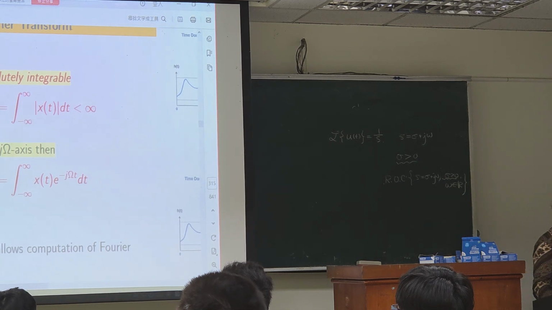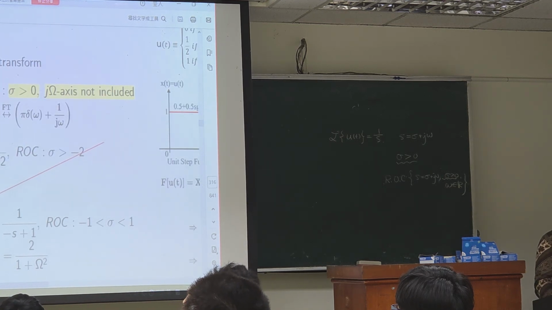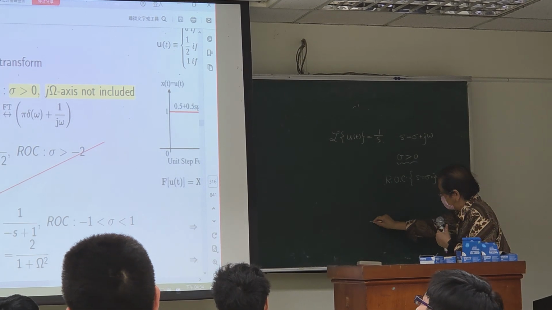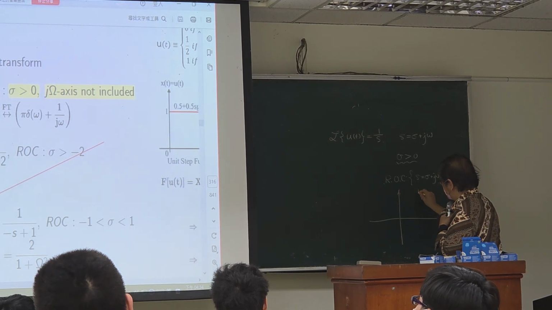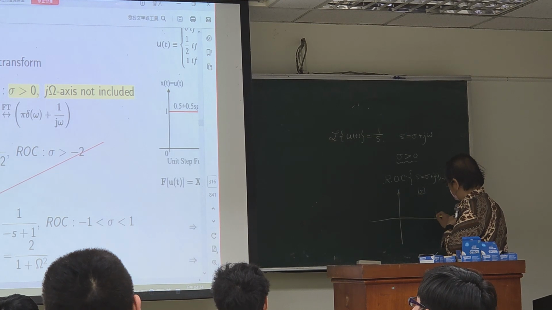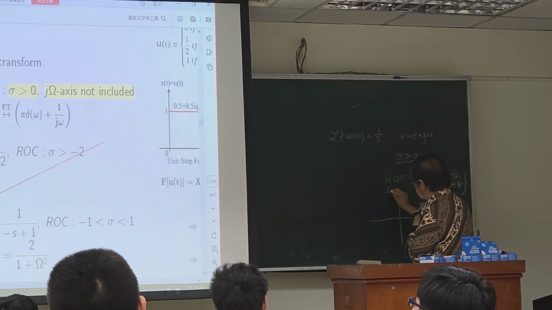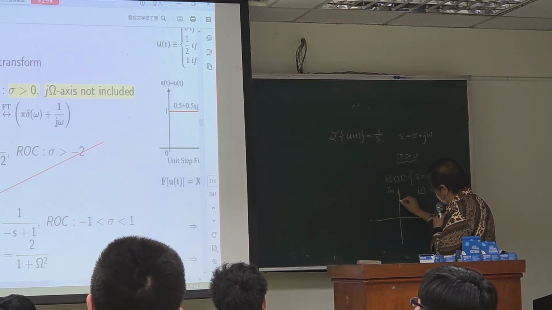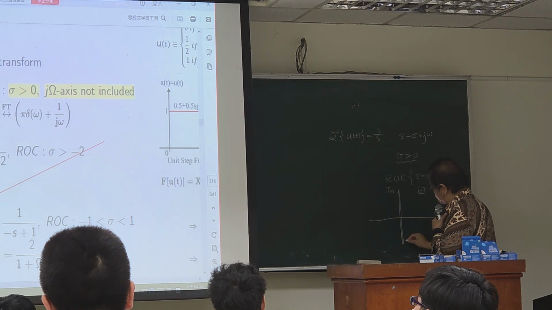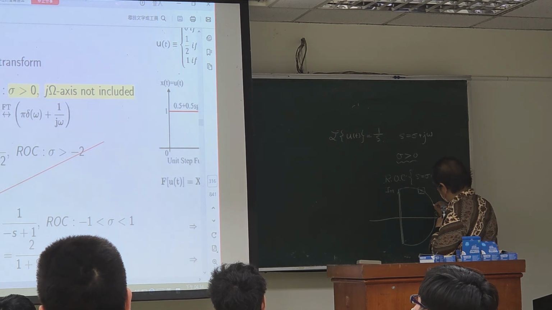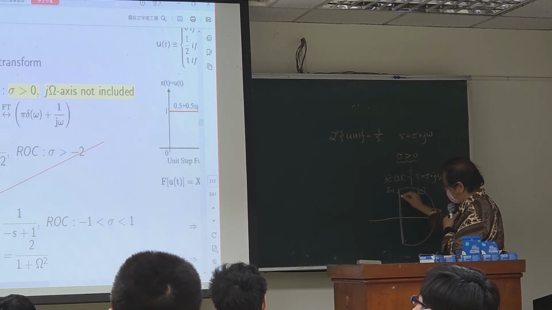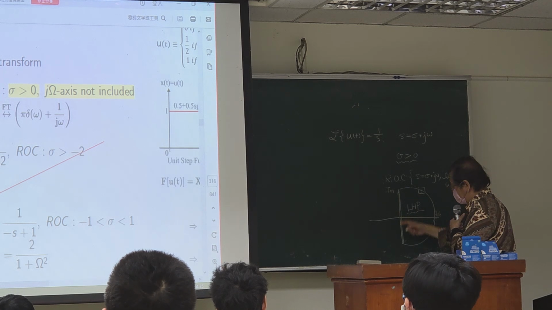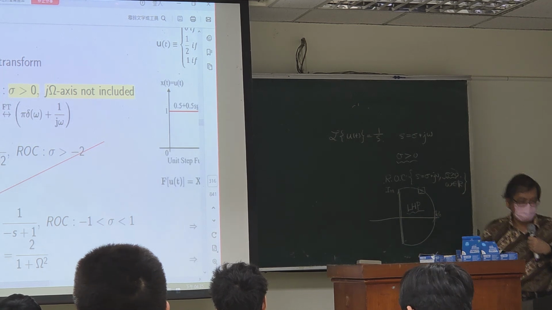But in this case, the region of convergence does not contain the j omega axis. If this is the s plane, this is the real axis, and here is the imaginary axis. For the unit step, the region of convergence actually does not include the j omega axis. It is the entire half plane, without the j omega axis.